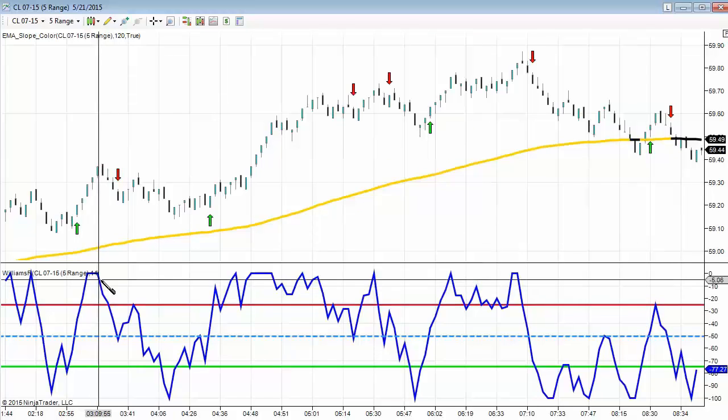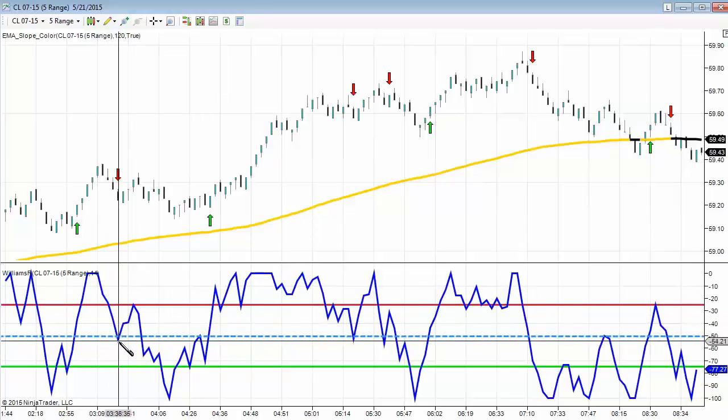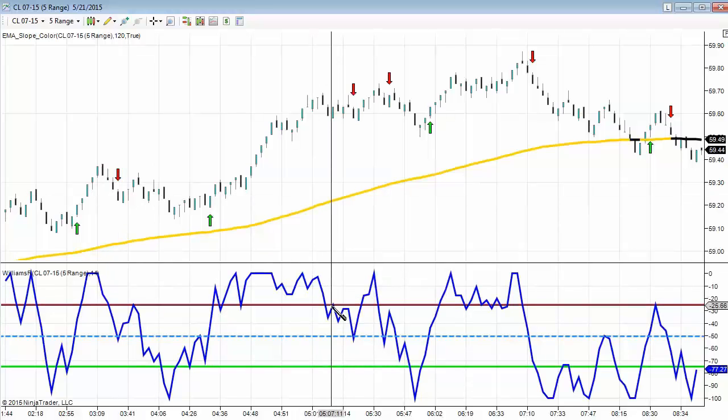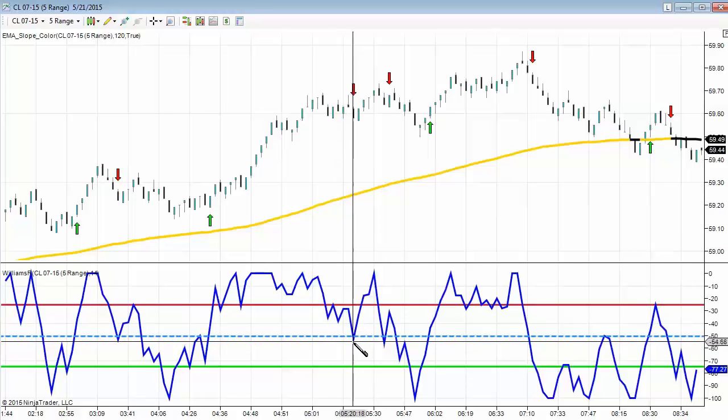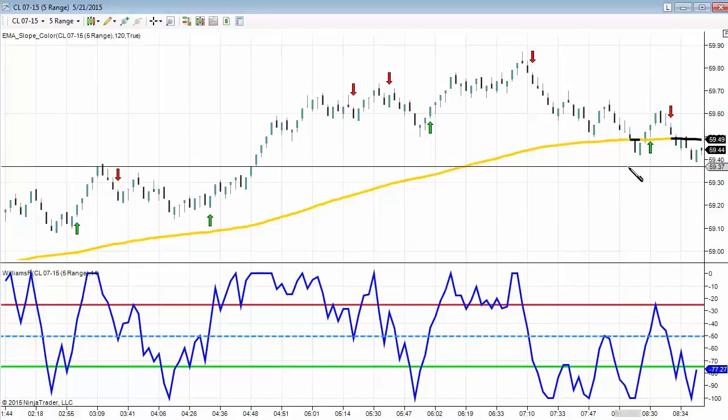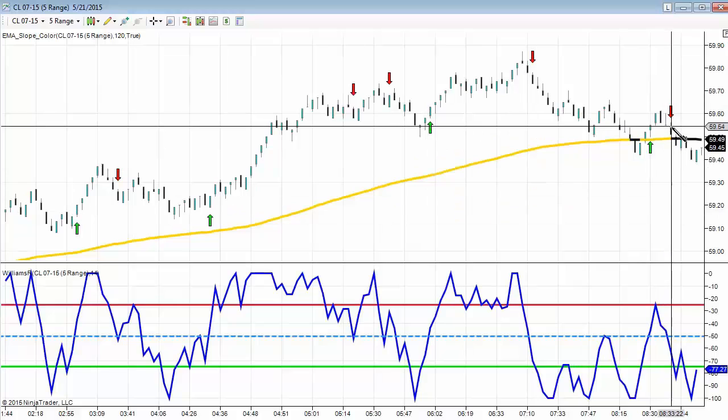When we come up and touch the red line and close below the 50, I put a red arrow, drew them in by hand. Come up, touch the red line, close below the 50, put a red arrow, and then right here, put a red arrow.